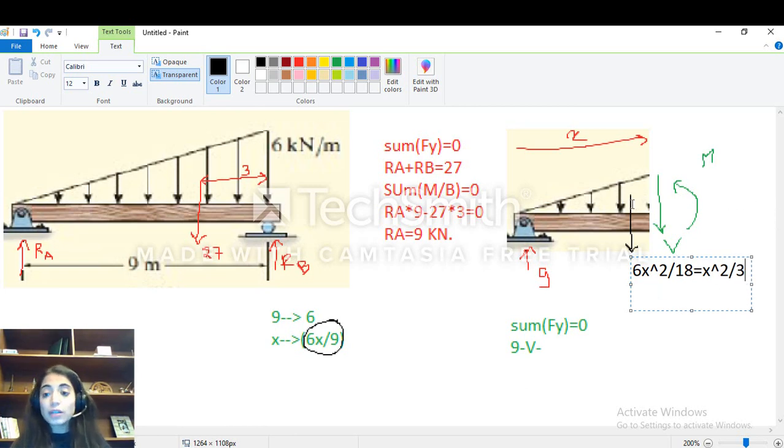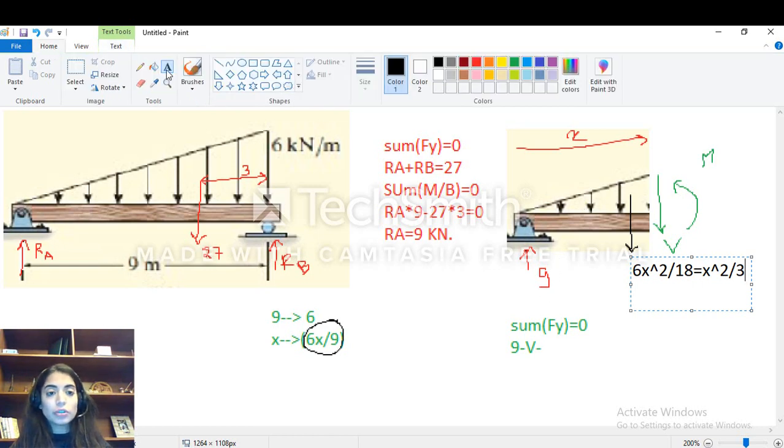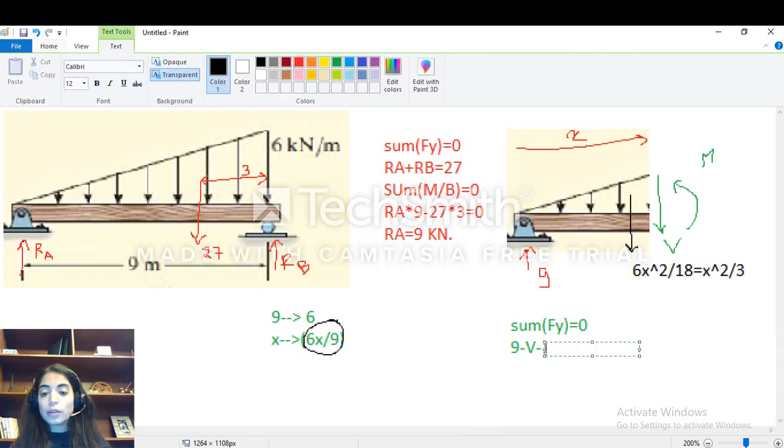And don't forget, guys, that this distance right here will be x over 3. And this distance right here will be 2x over 3 because here the base is x. So, guys, don't get confused. Now here I have a base of x, so I should find its height, and then I should find the distributed load by finding the area of this regular shape. So guys, if I want to continue the equation of sum of Fy, 9 minus V minus x squared over 3 is equal to 0.